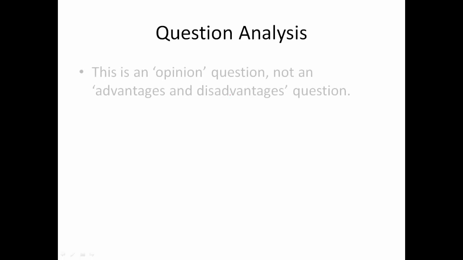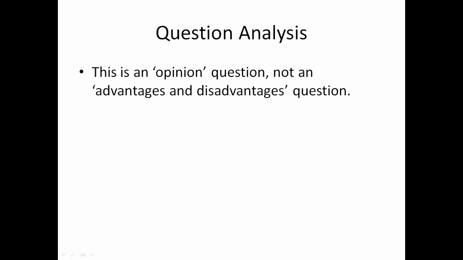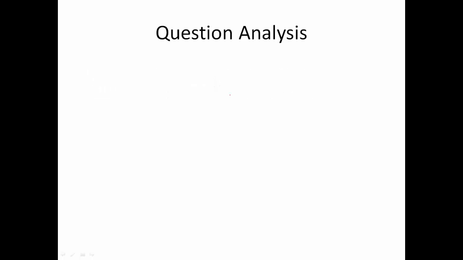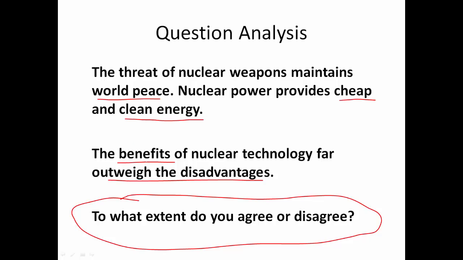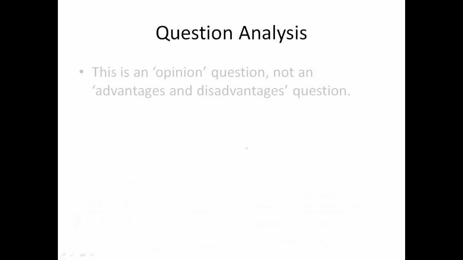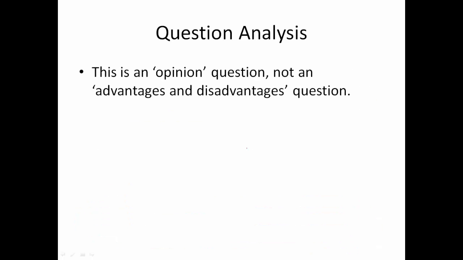So the first reason that this is a difficult question is that it is an opinion question, not an advantages and disadvantages question. Lots of students, when they look at the question, see "benefits outweigh disadvantages", and this is the first thing they see, and they automatically think advantages and disadvantages. So they just talk about all the advantages of nuclear power and all the disadvantages of nuclear power. But this isn't what the question actually asks you to do.